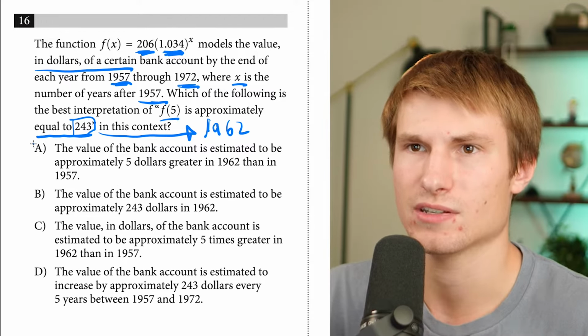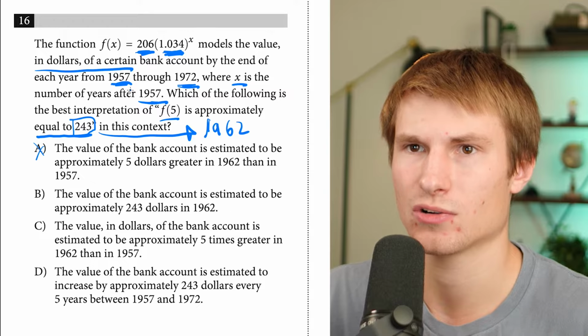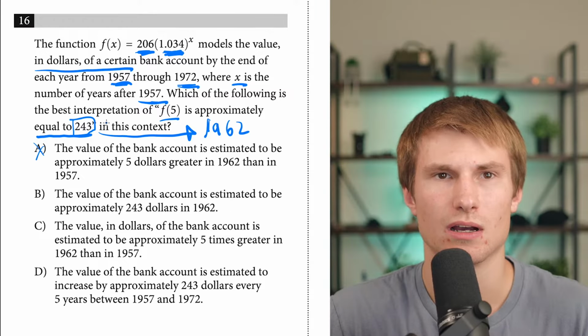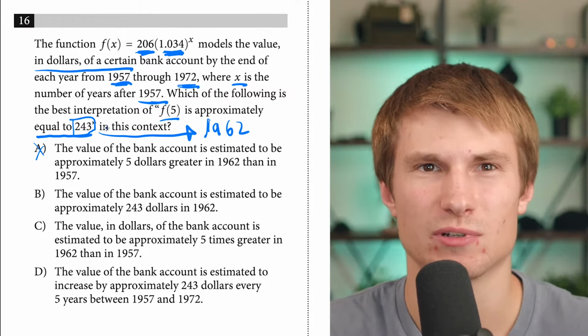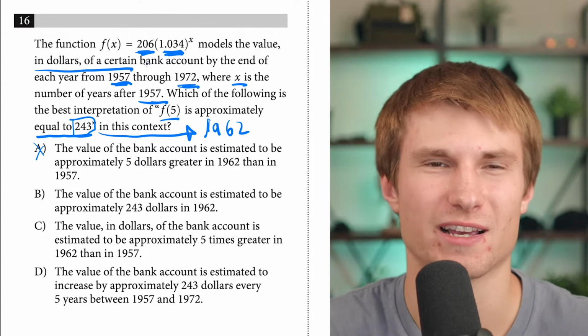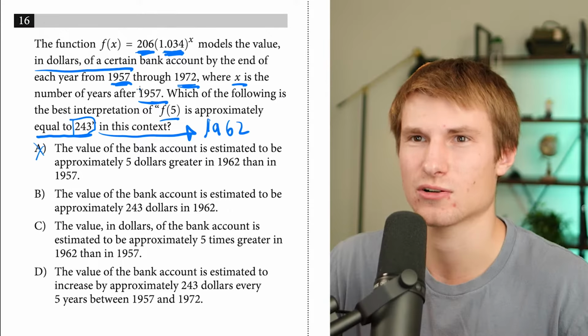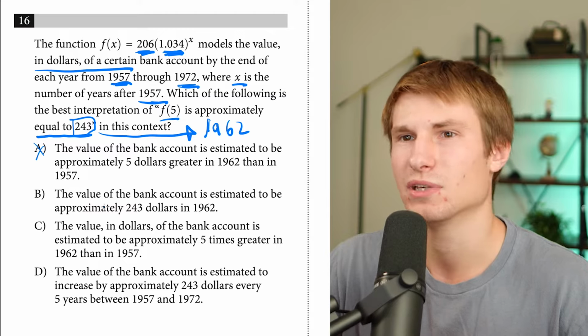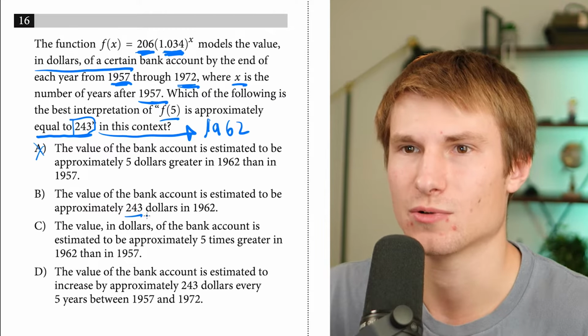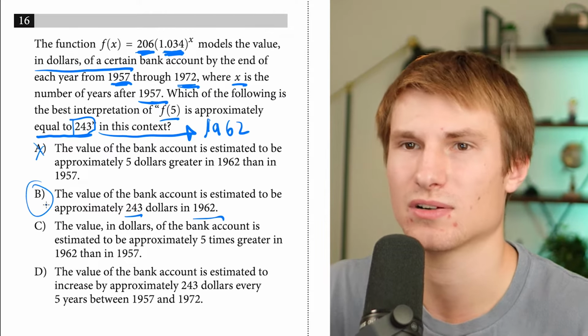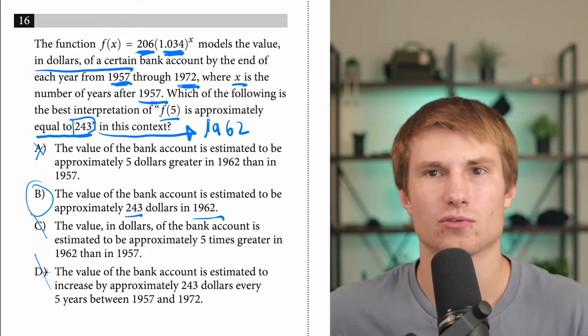Then in 1957, well, obviously that's not true because 206 to 243 is a difference of somewhere between like 30 and 40. Okay, I'll quickly do it. So 243 minus 206, 37 would be the difference. So that's wrong. B, value of the bank account is estimated to be approximately $243 in 1962. Yes, that's perfect. Okay, so we can move on to question number 17 now.